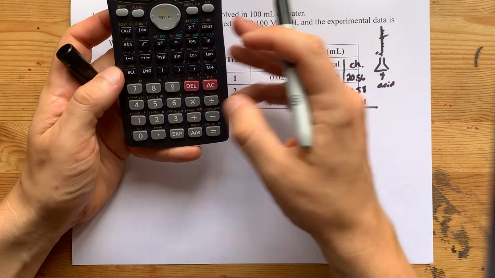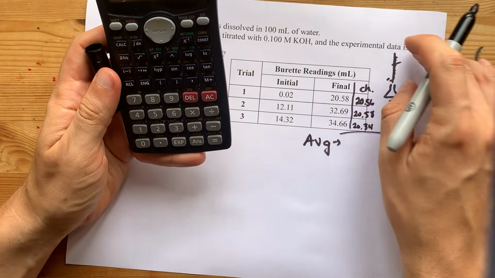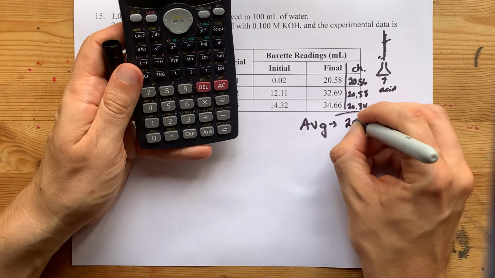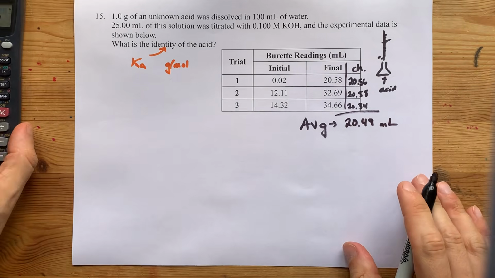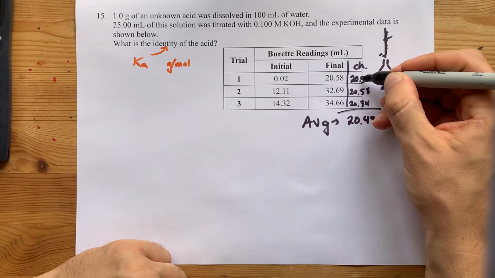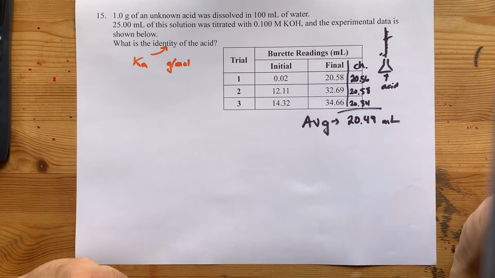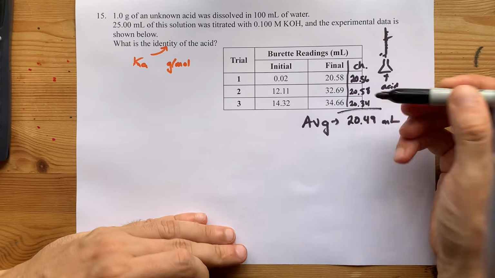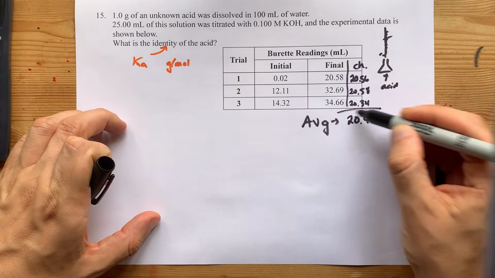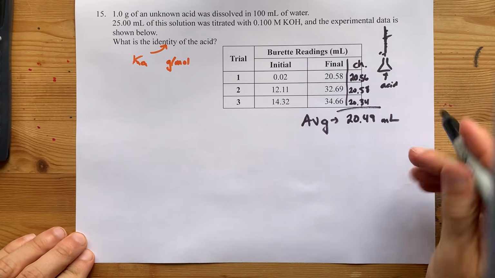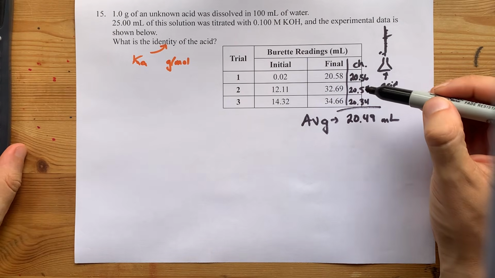20.56 plus 20.58 plus 20.34 divided by 3 gives me about 20.49 milliliters per sample. So each time I got 20.56, 20.58, perhaps I was overshooting the equivalence point a little. 20.34 may have undershot it a little, I don't know. On average, it seems to take about 20.49. Doing more and more trials is how you increase your accuracy.